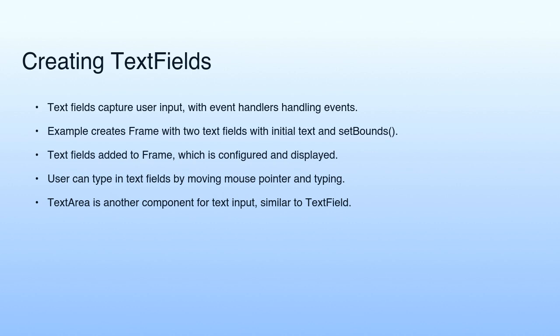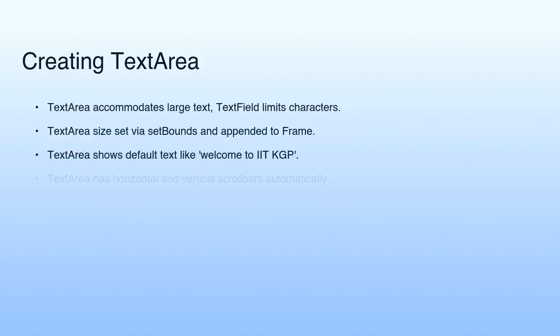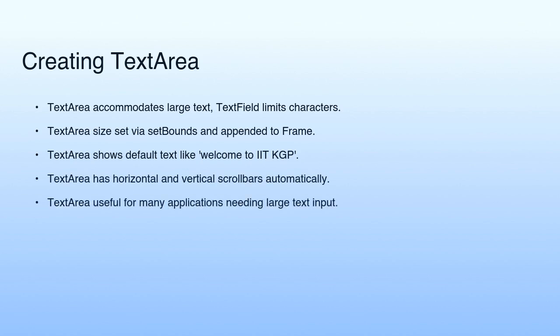TextArea is another component for text input, similar to text field. While text fields have a limit on the number of characters, TextArea accommodates large text input. The text area size is set via setBounds, and it is added to a frame. The text area shows default text like "Welcome to IITKGP." Text area has horizontal and vertical scroll bars automatically, making it useful for many applications needing large text input.